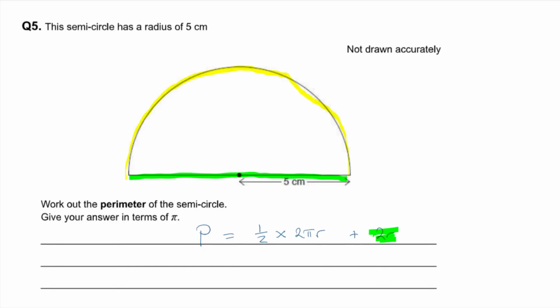Okay, so the green bit is 2r, it's radius and radius, and the yellow bit is half of 2 pi r, the circumference of the circle. Okay, so let's just tidy that up a little bit. Half times 2, well, they just cancel each other out, but we know r is 5, so that's going to be 5 pi from the first part, plus 2r. Well, 2 lots of 5, that's 10. Okay, so 5 pi plus 10, that's my final answer.